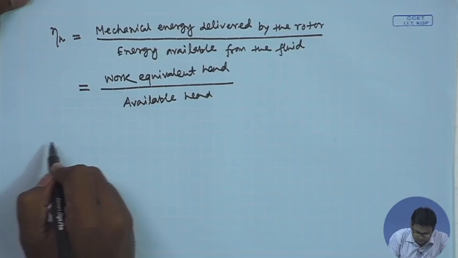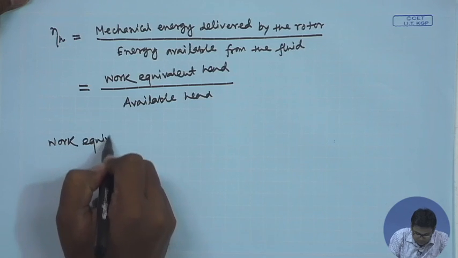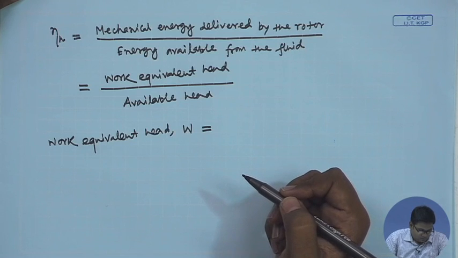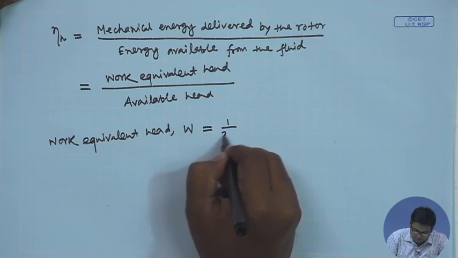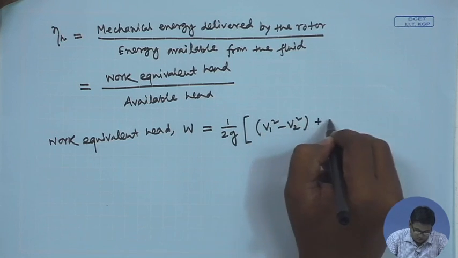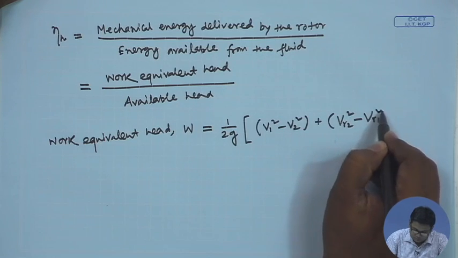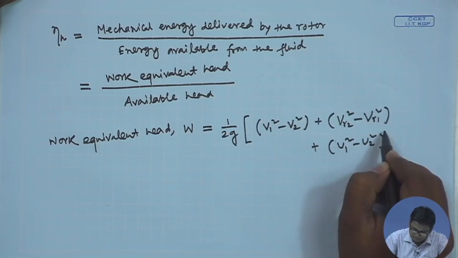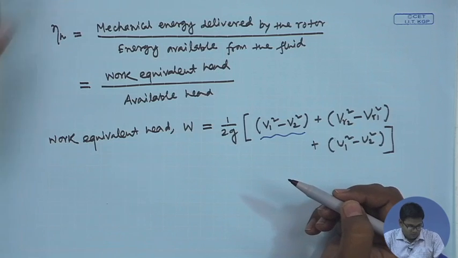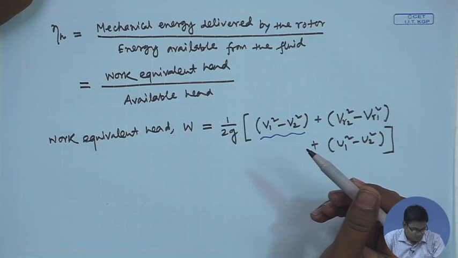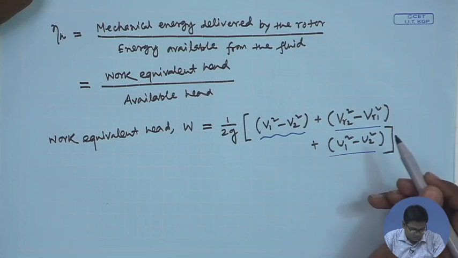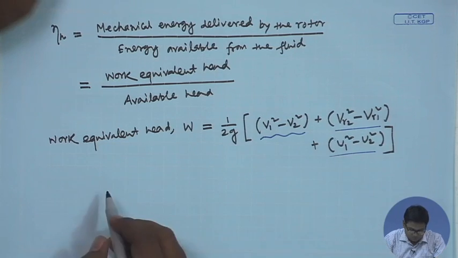Now, the work equivalent head, W, is nothing but the energy per unit weight of fluid transferred from fluid to the turbine runner. So, which can be expressed in this way: 1 by 2 g times V 1 square minus V 2 square plus V R 2 square minus V R 1 square plus U 1 square minus U 2 square, where the first term, V 1 square minus V 2 square by 2 g, refers to the change in absolute kinetic energy of the fluid or dynamic head across the turbine. And the combination of these two terms can be written in terms of static head difference.